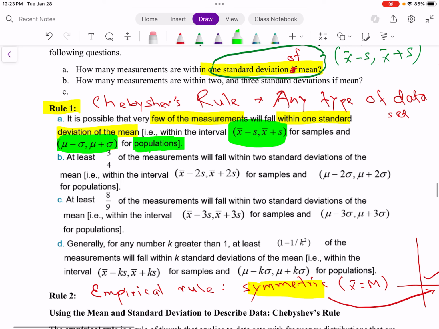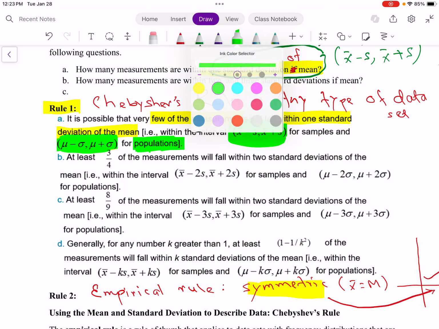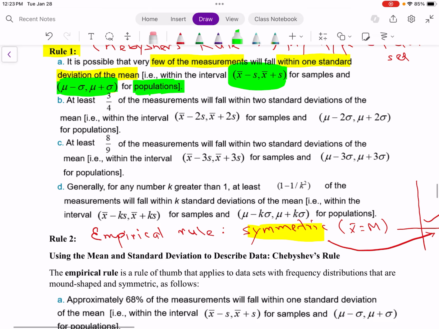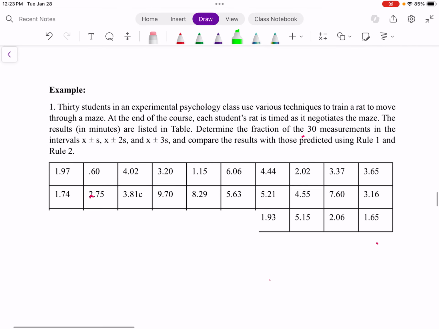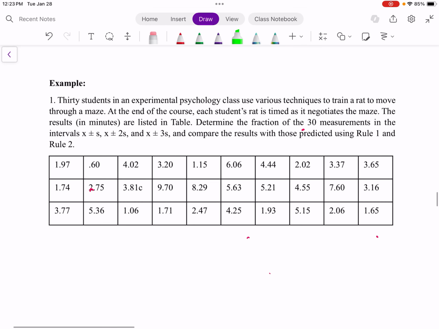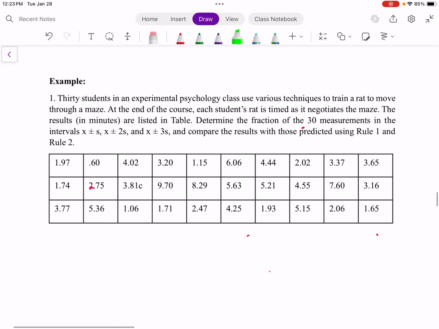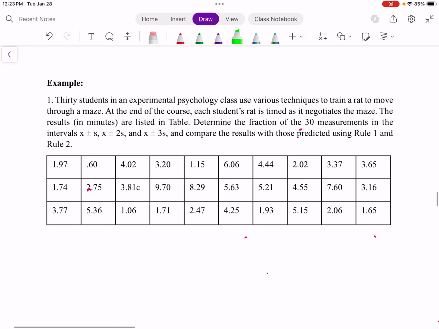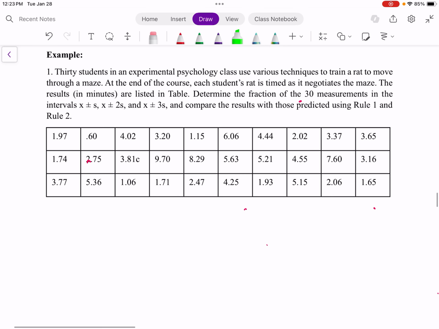The next rule here is, I think let's do an example for this one. Let's count the number of measurements within one standard deviation of a mean. Note that it does not tell us our data set is symmetric.